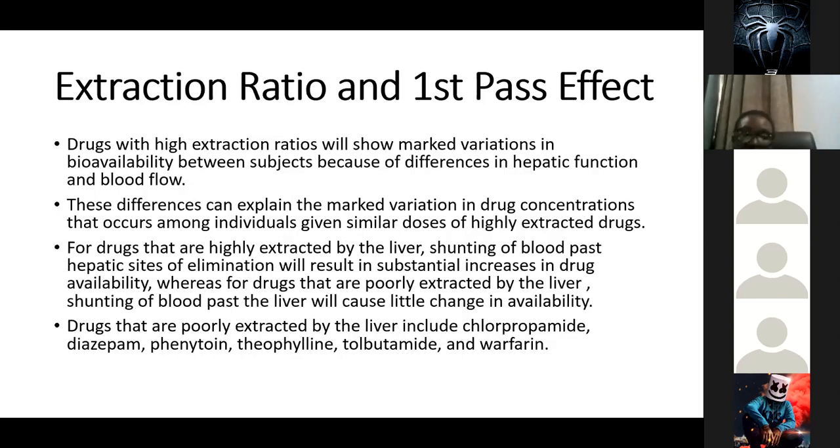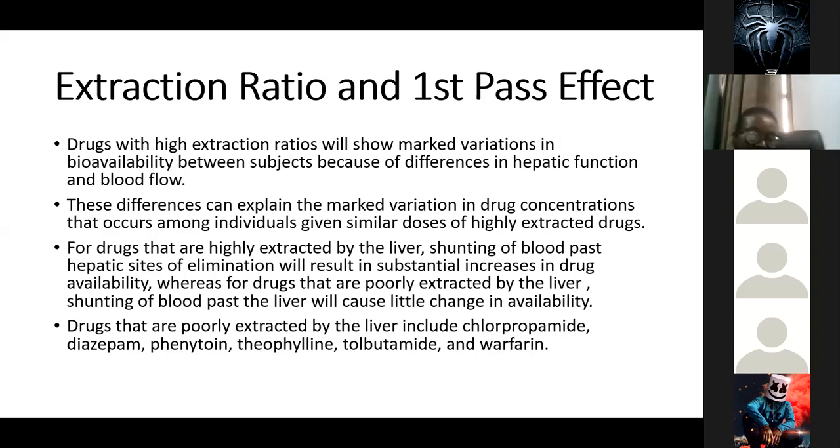So drugs with a high extraction ratio will show marked variation in individual patients depending on their hepatic function. What I mean to say is that if the medication is extracted by the liver and there's a problem with the liver, then if let's say Mr. A has a liver problem, but Mr. B doesn't, the dosage of the medication given to the person with the liver problem would vary compared to the one who doesn't have a liver problem.